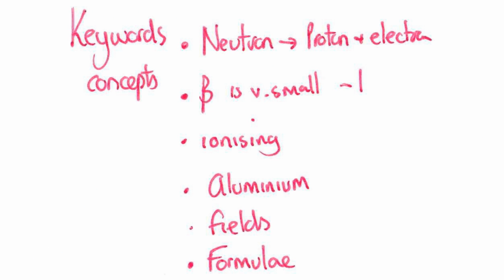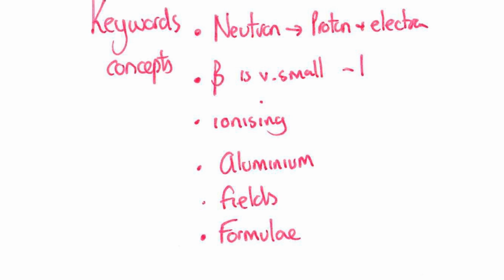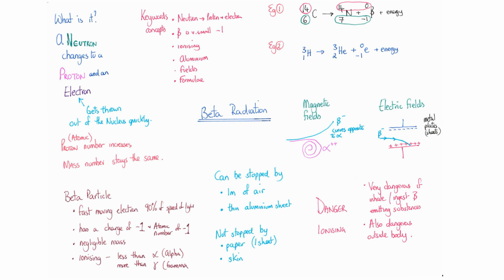Right, the key words or key concepts that you need to know: beta particle emission is when a neutron turns into a proton and an electron. The beta is very small. It's got a charge of -1. You must know what we mean by ionizing. In other words, it causes atoms to become charged. It can be stopped by aluminium. You need to describe how it's affected in electric fields and magnetic fields. And you must be familiar with the formula we just saw a minute ago. And that is beta radiation.